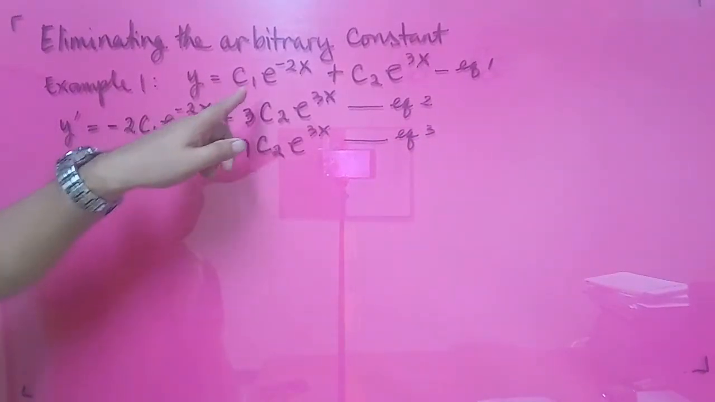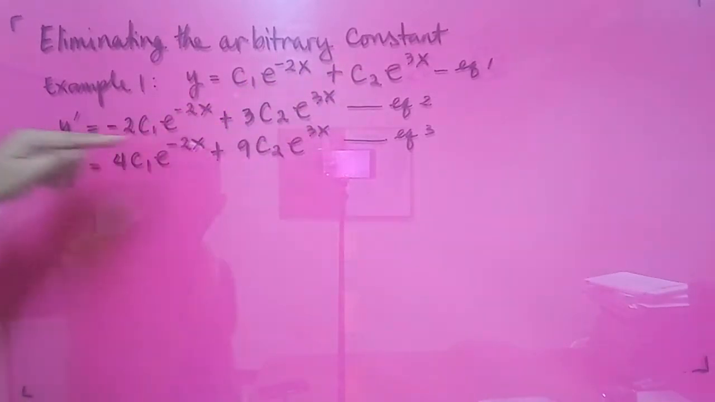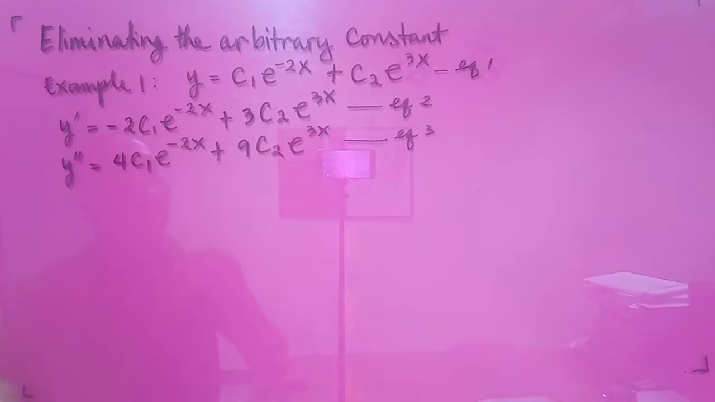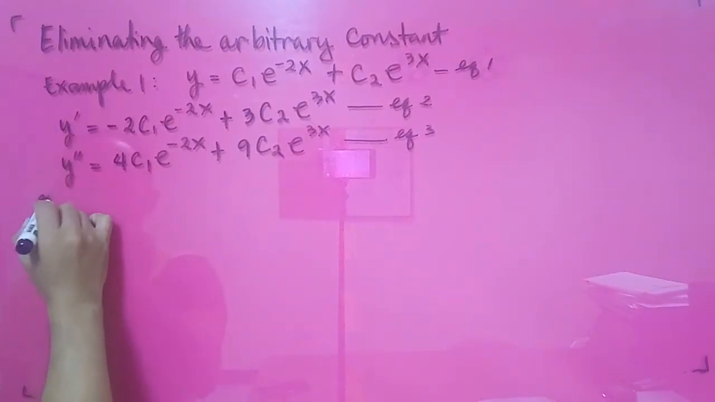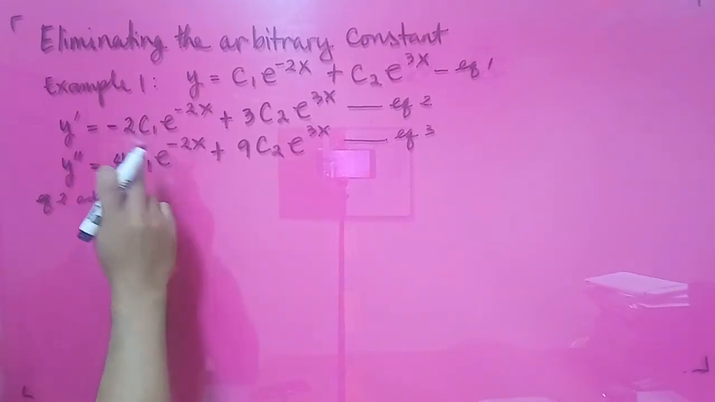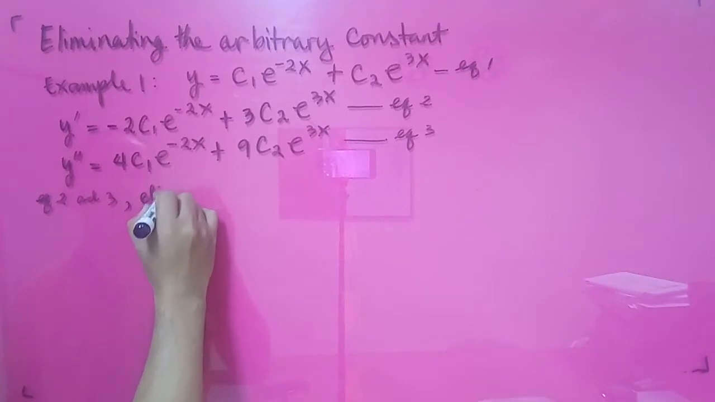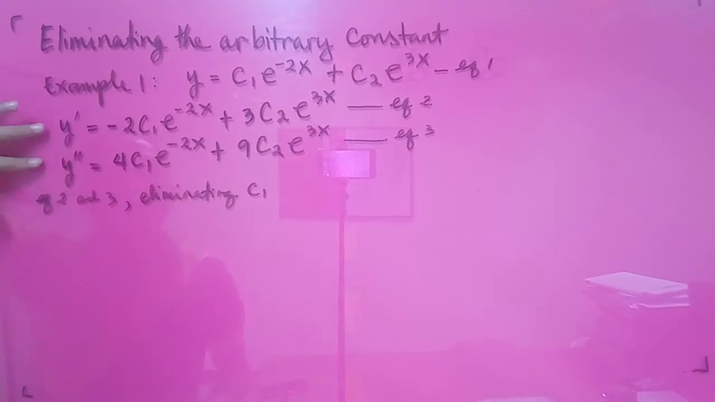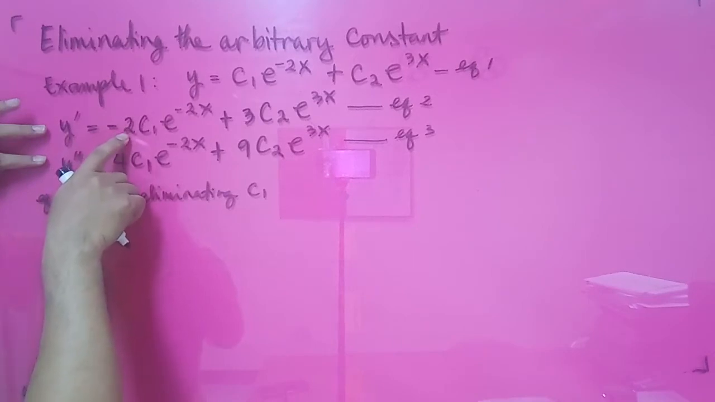Okay, since we have here two arbitrary constants, we take up to the second derivative. This time we will combine two equations and eliminate one of the constants. So we will combine equation 2 and 3, and then eliminate c sub 1. For these two equations, we will combine them and then we will eliminate c sub 1.